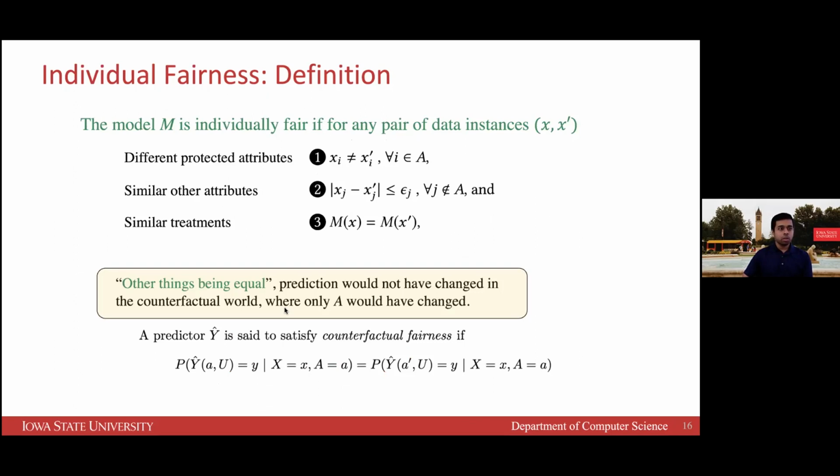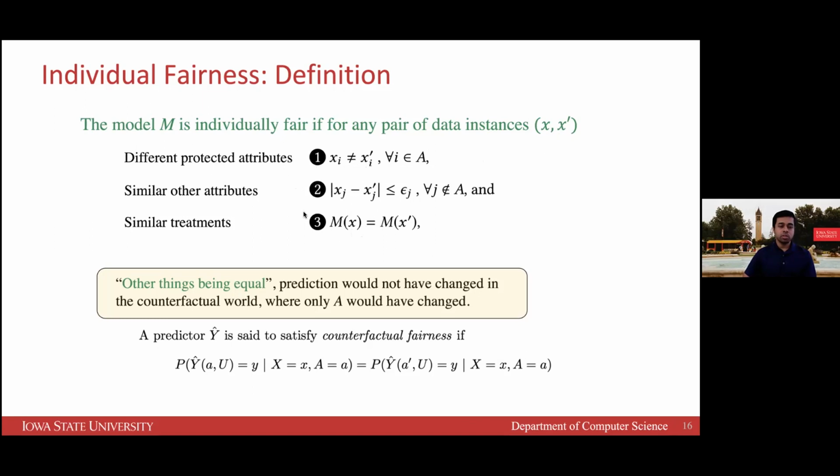Yeah, I'll talk about individual fairness in detail. Suppose X and X dash are two different individuals, two different data points, and they satisfy these three conditions, then the decision is fair. Basically, any two individuals, X and X dash, if they have different protected attributes, but their other attributes are the same or very similar, then they should receive the same treatment, or the same class if it is a classification software.